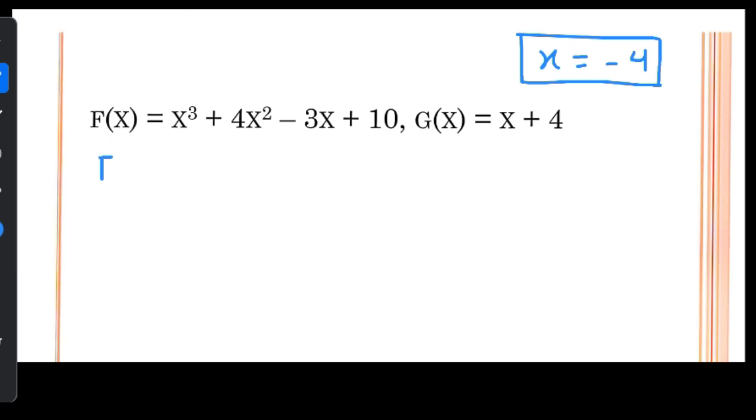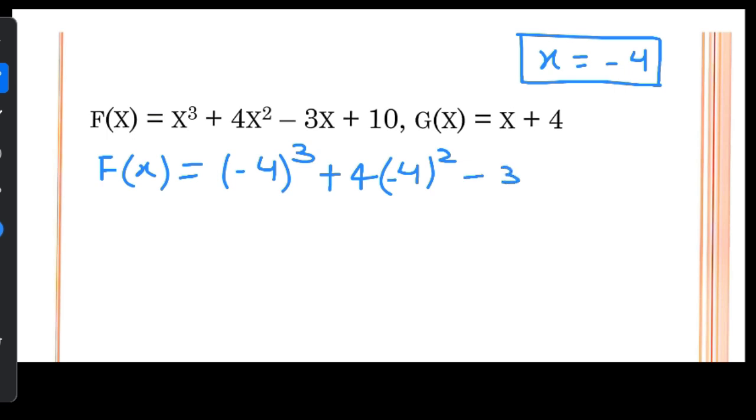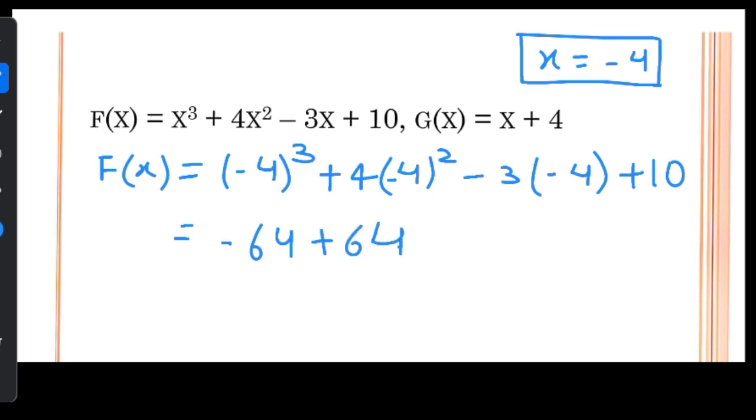You do fx equals to minus 4 to the power of 3 plus 4 into 4 to the power of 2 minus 3 into minus 4 plus 10. Try to solve this. Minus 64 plus 64 plus 12 plus 10. Find out what answer you are getting.